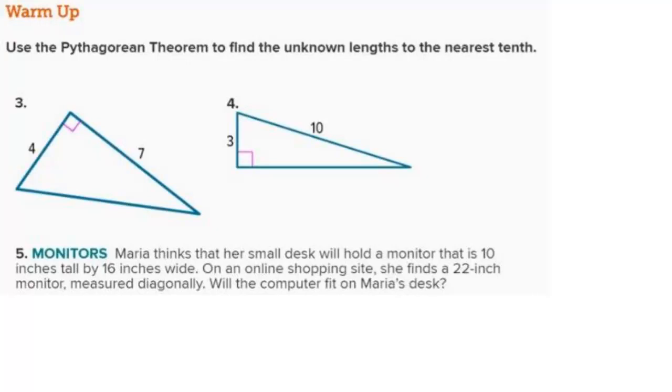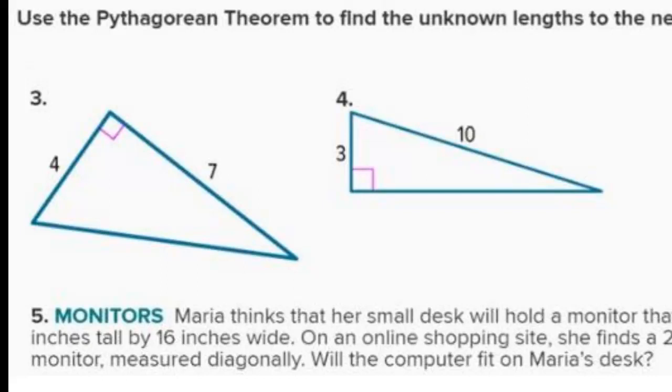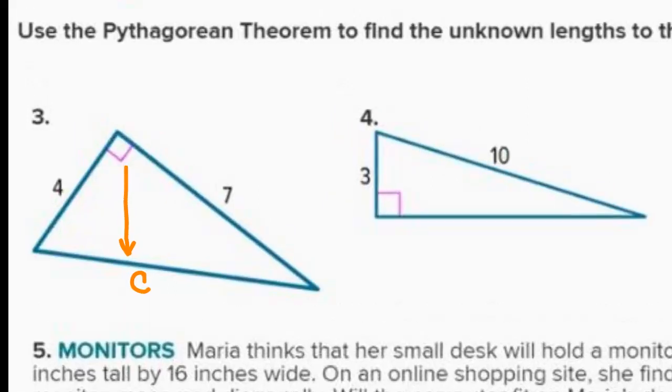All right, let's start talking our way through the warm-up. On the first one, number 3, are we looking for a leg or the hypotenuse? Hypotenuse. How do we know that it's the hypotenuse that we're looking for? It's across from the right angle. Across from the right angle is my hypotenuse, which always has to be C in the Pythagorean theorem.